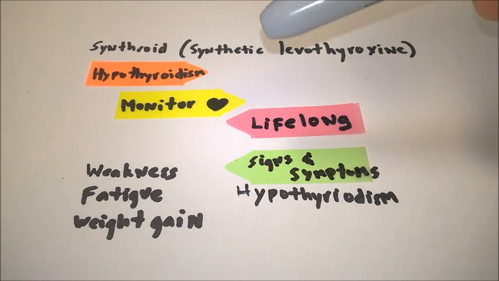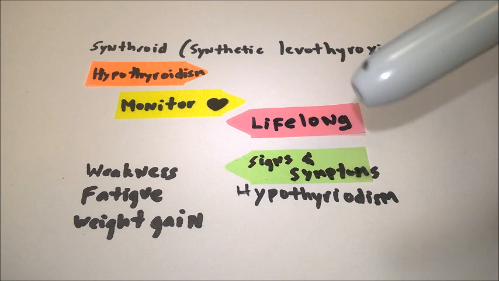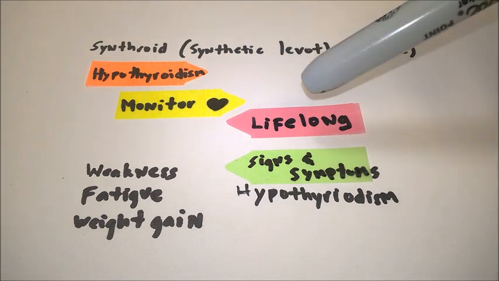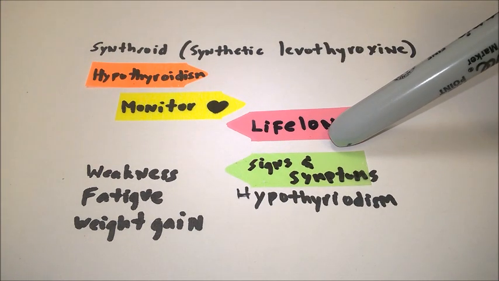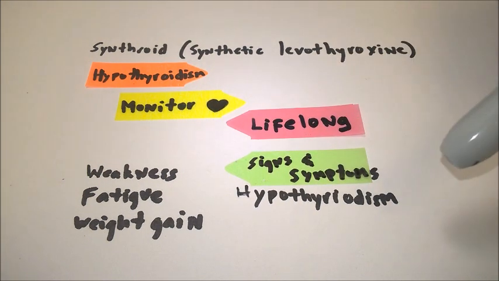Also, with this medication, treatment begins slowly, and the dosage is increased every 2 to 3 weeks until obviously the desired response is obtained. And the treatment is also considered lifelong treatment. Obviously, we're going to have an ongoing medical assessment of the thyroid function of the body.